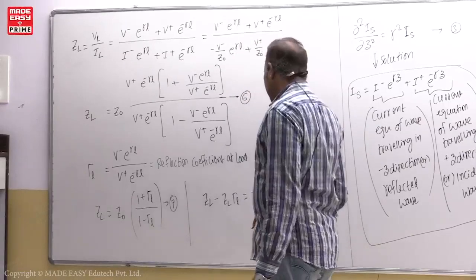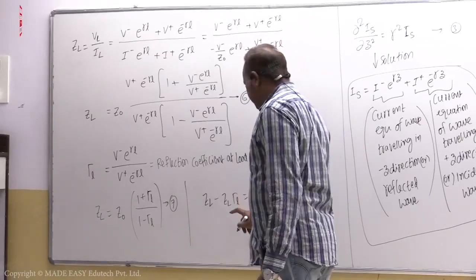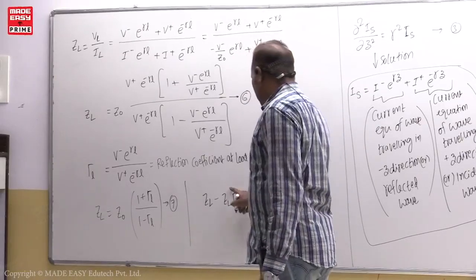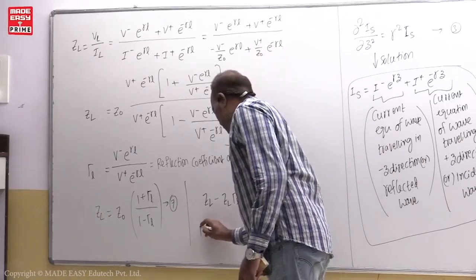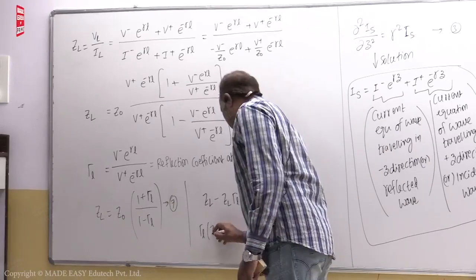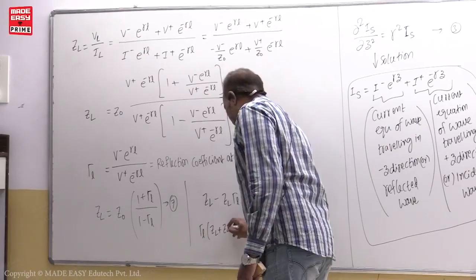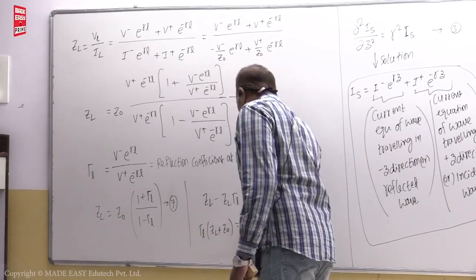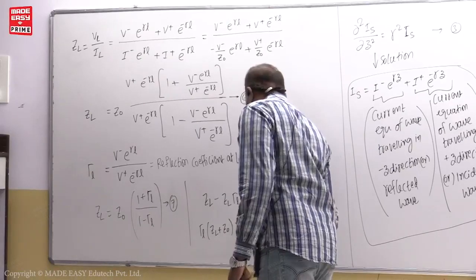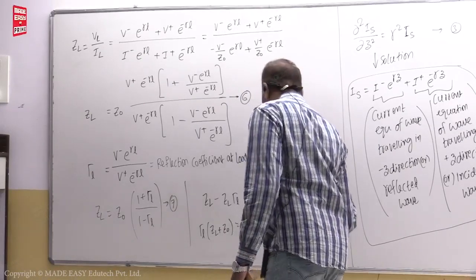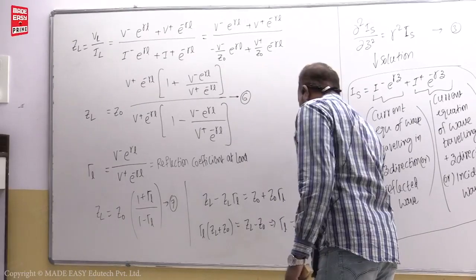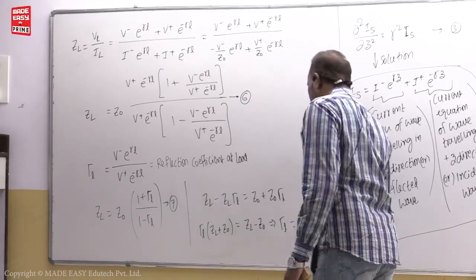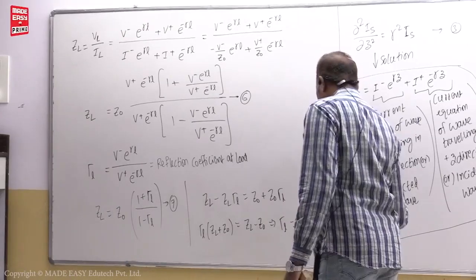Now you send this one to this side, and this one to the other side. So gamma L into (ZL plus Z naught) is equal to ZL minus Z naught. That implies gamma L is equal to ZL minus Z naught divided by ZL plus Z naught. So this is equation number 8.